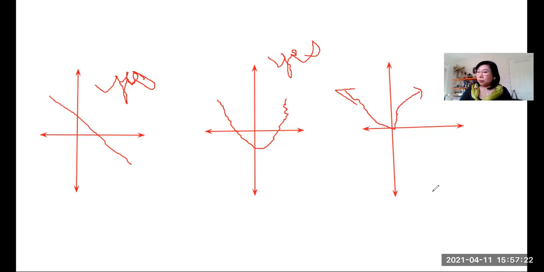Okay, yes or no? What do you think? Now, my answer to you in this case, right? I'm going to change to a different color. You can see from this point, my function looks like this.